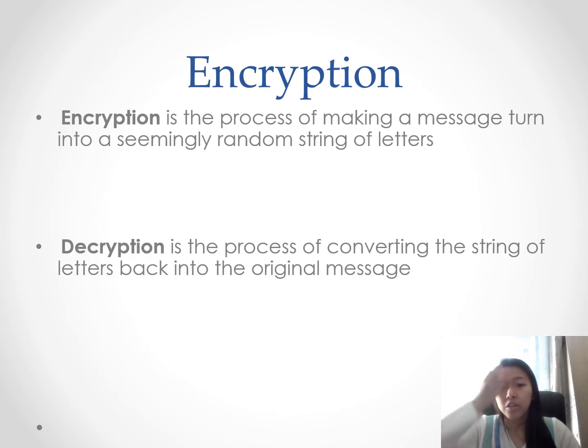Now, here are some definitions that you might need to know. So, encryption is the process of making a message turn into a seemingly random string of letters, while decryption is the reverse. Decryption is when you convert the random string of letters back into the original so that you can find the secret message.